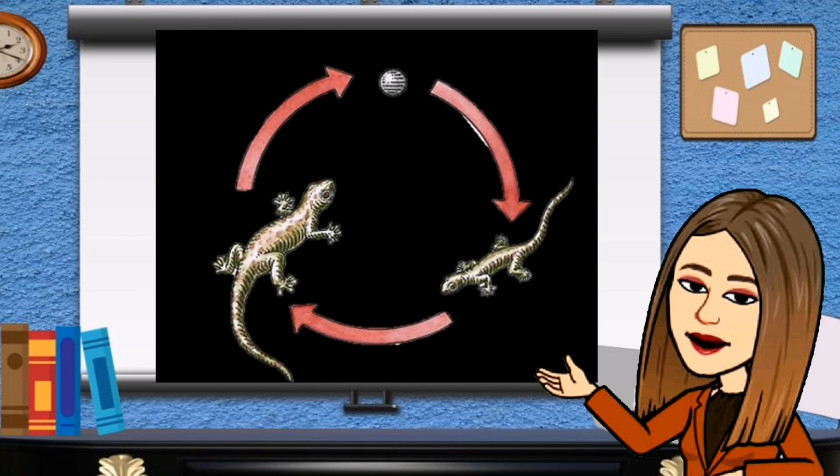Lizards are another example of egg-laying animals that are called reptiles. There are some flying, swimming, and crawling animals that are egg-laying in reproduction.